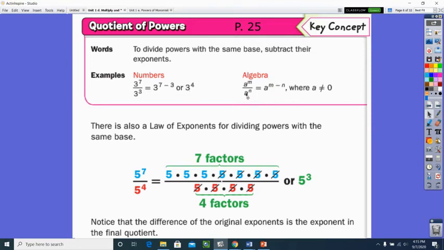Let's talk about what if there were variables. When there's a variable, it has to be the same base, a and an a. We write it and take the top exponent minus the bottom. And they're just telling you here that a can't be 0, because if it was, you'd be dividing by 0, and that's an undefined operation in math. So notice that the difference of the original exponents is the exponent in the final quotient. Now, the word quotient means answer of a division problem. So here's your answer. Here's your quotient. And that exponent is the difference of the original 2, top minus the bottom.